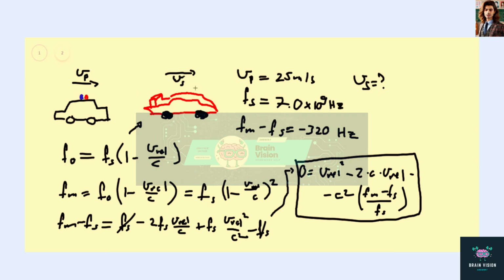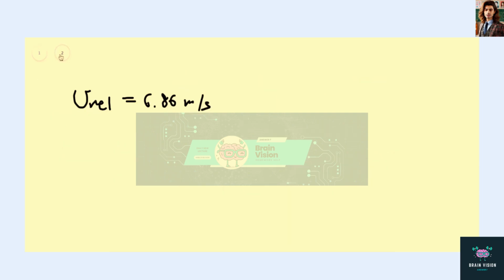And we know that the speeder is pulling away from the police car. So we know that the velocity of the speeder is going to be the velocity of the police car plus v relative. So this works out to be 31.86 meters per second.